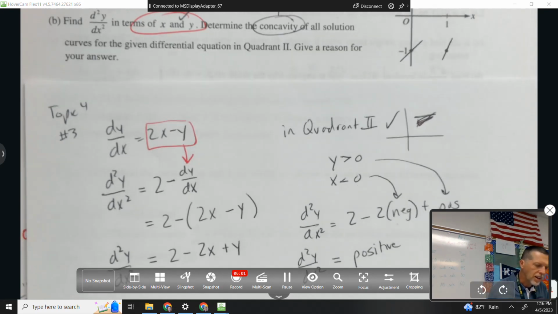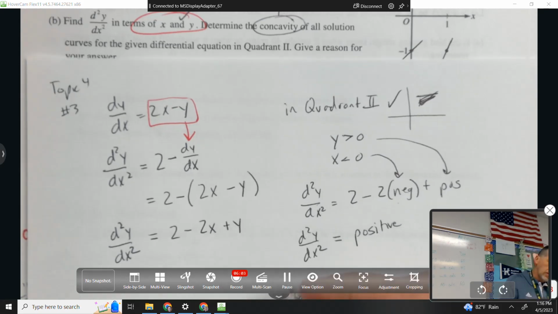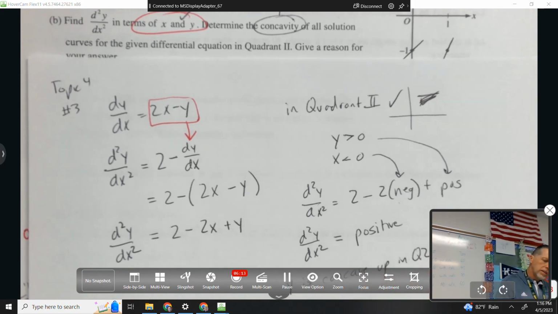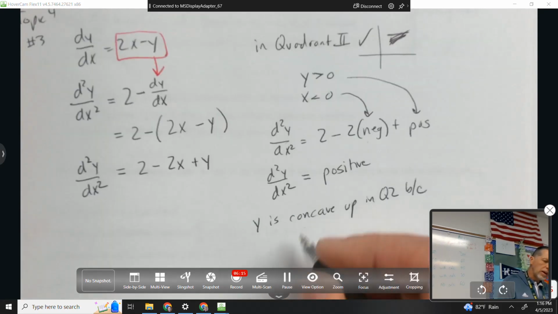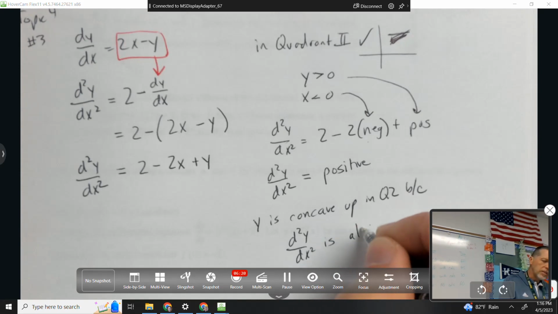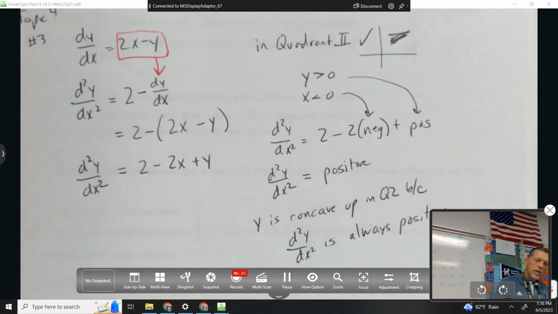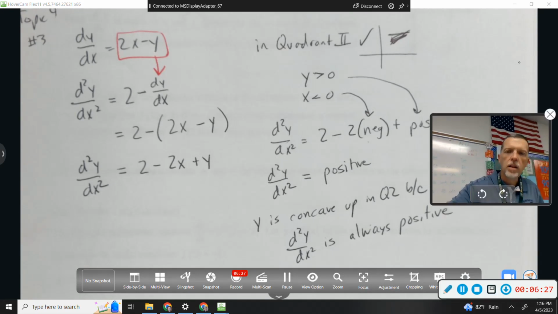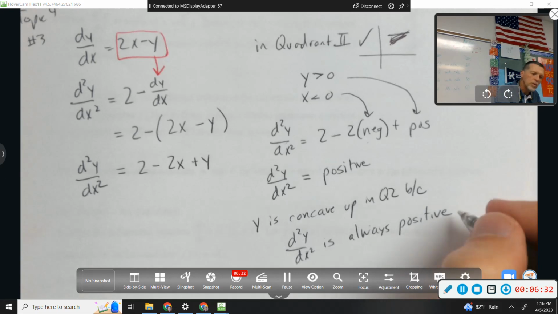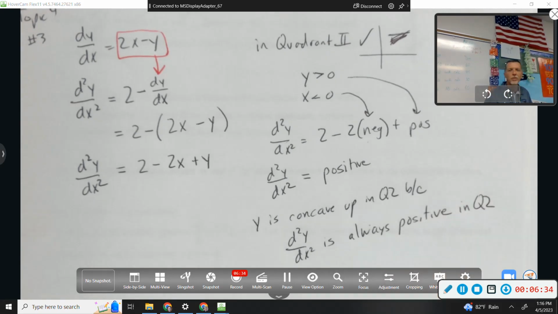Determine the concavity. Okay, so y is concave up. You have to give a reason: in quadrant 2 because the second derivative is always positive in quadrant 2, if we really want to get specific.